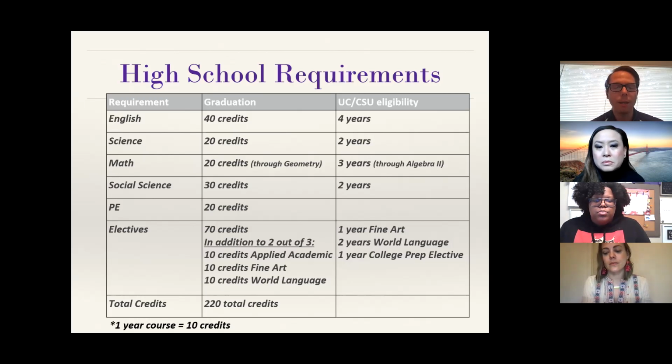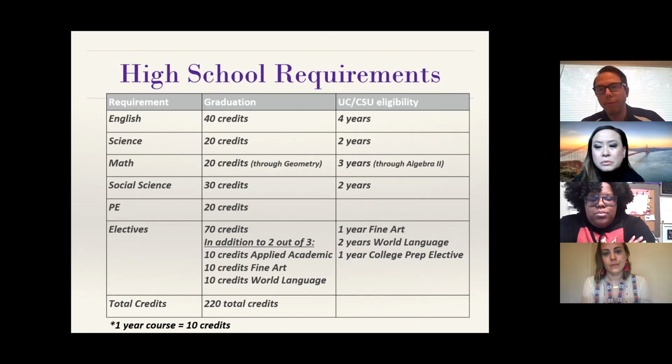Electives: you need 70 elective credits, in addition to 2 out of the 3 categories. There are 3 elective categories: applied academics, fine arts, and world language. You need at least 2 of the 3 categories. Many students will do world language and fine art because that's also what you need for college eligibility, which you see there on the right-hand side, the UC-CSU eligibility. So really the big takeaway from this slide is you need 220 total credits to graduate from high school.